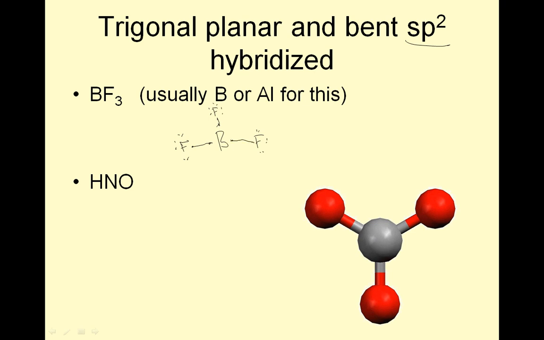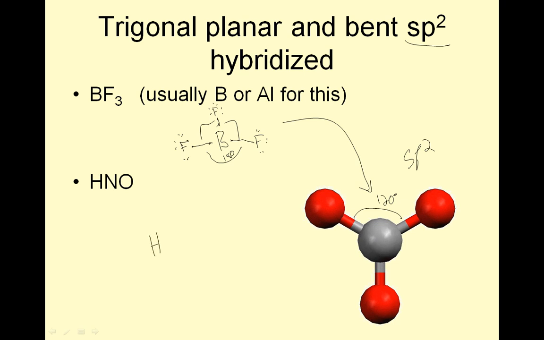Now, if I have three regions of negativity, it's going to look like this, because this is a 90 degree, 90 degree, and this would be 180 degrees, and these two would push away until it has this shape. The bond angle here is 120 degrees, because there's three regions and it would be SP2.